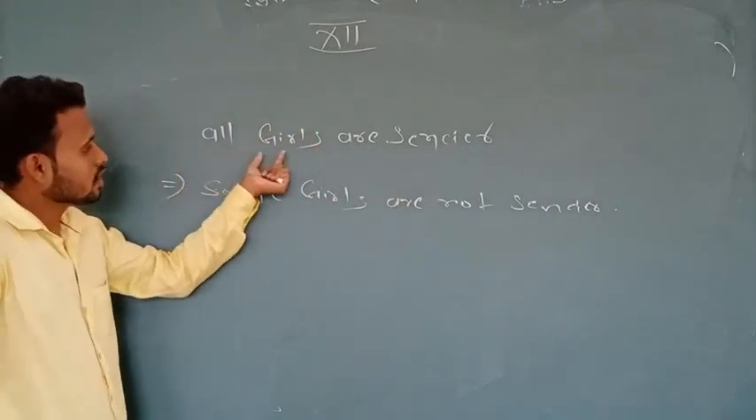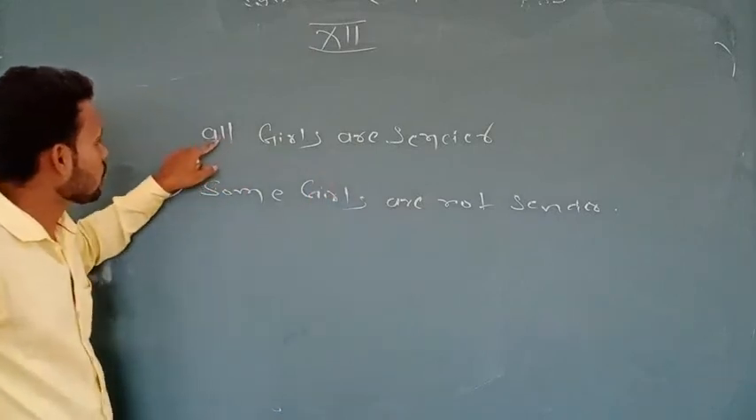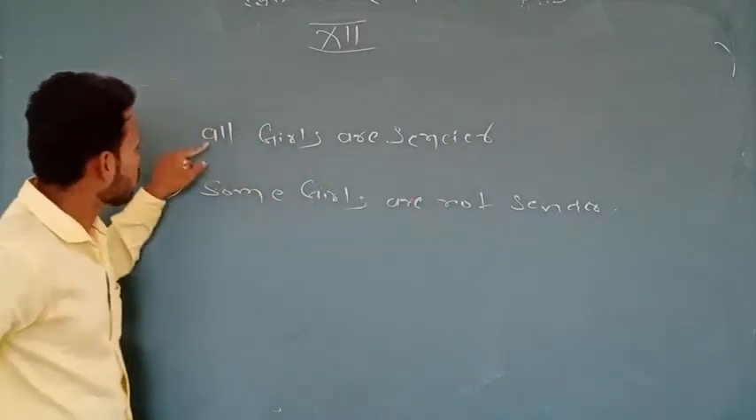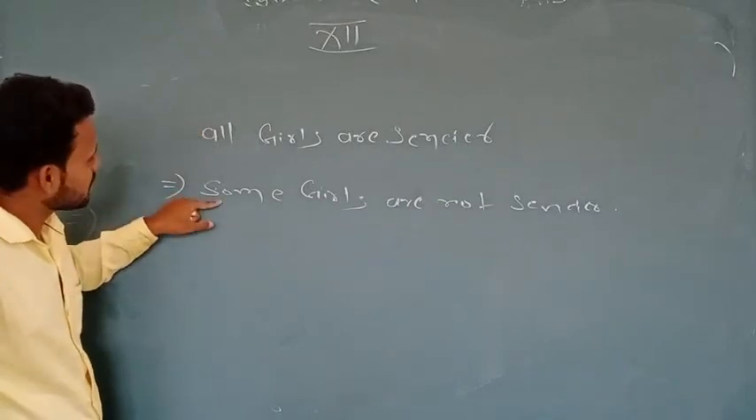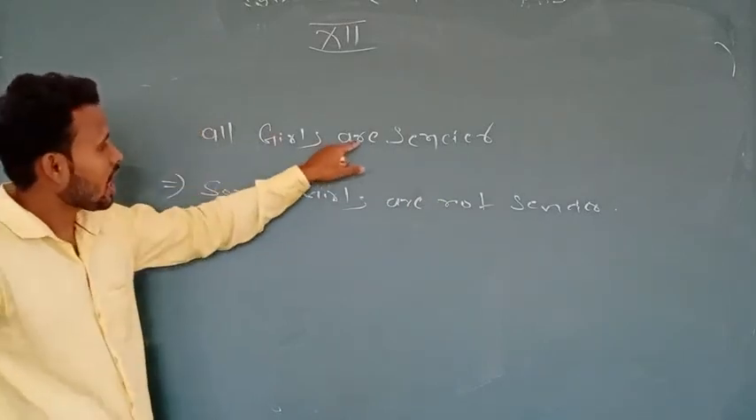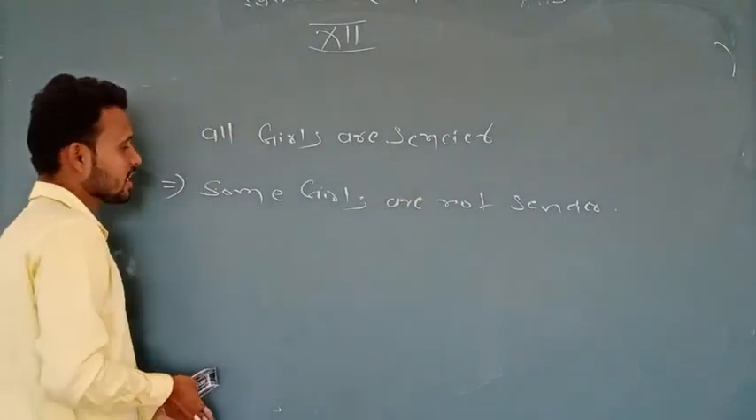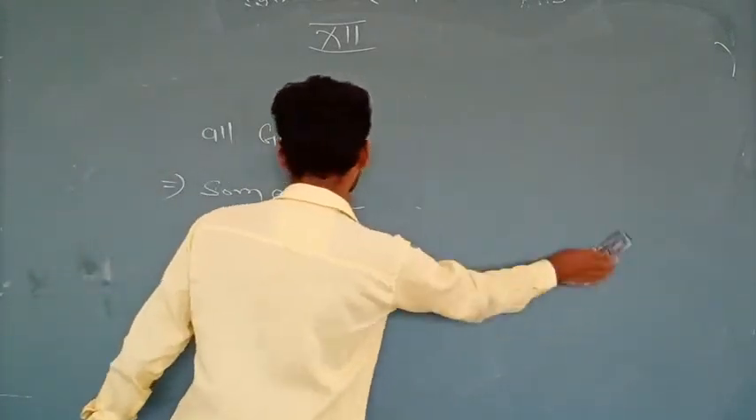The statement is that all girls are sincere. Therefore in place of all we replace some and then just take the negation of that statement. Some girls are not sincere. We get the negation of that statement.